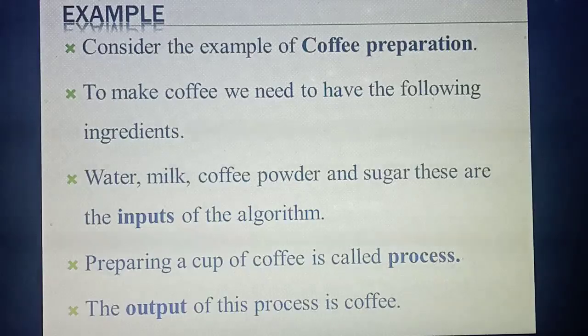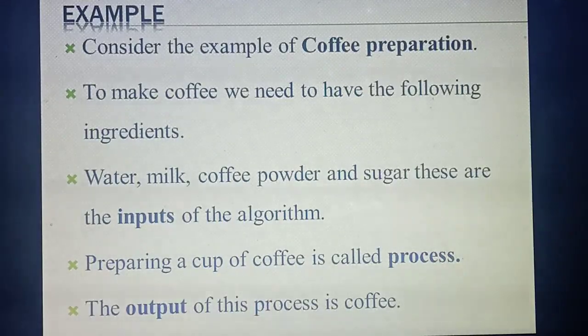So the ingredients are there. Once the ingredients are in your hands, you are going to prepare a coffee. That is called what? Process. So what's the output? The output of the process is what? Coffee. Coffee is the output. Understood? So now you understand what an algorithm means and how you need to write it.